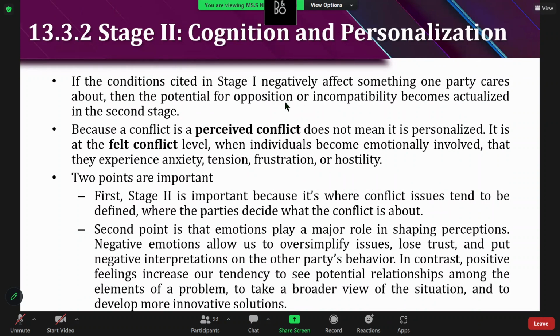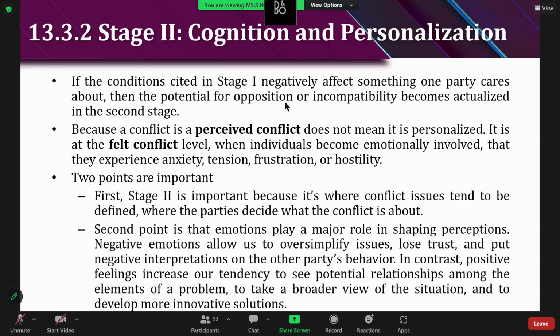Moving on to stage two, it is the cognition and the personalization. Even if the conditions of stage one are there, if the parties are not perceiving the existence of those conditions, or if they don't even care about those things, then there is no issue at all. The people will not even perceive or feel that conflict. But when people start to feel or perceive those conditions, when they start to personalize those conditions, then they will be perceiving a conflict.